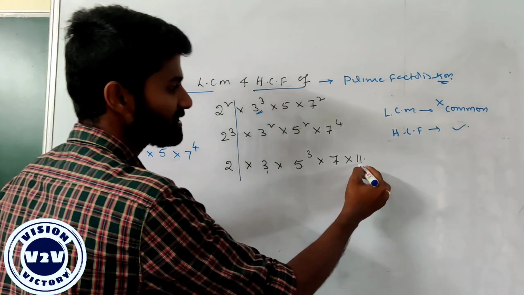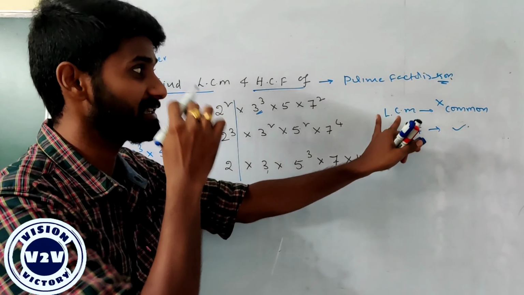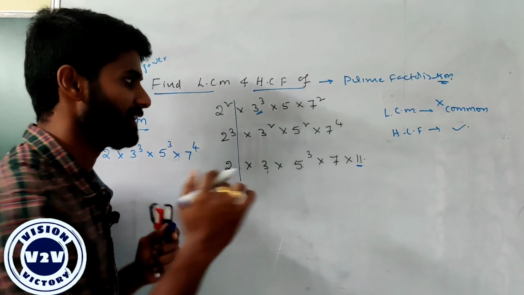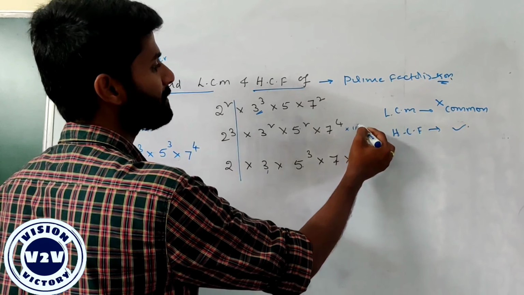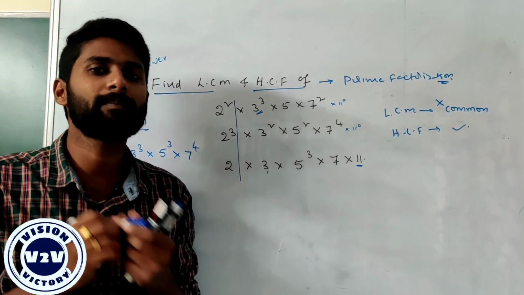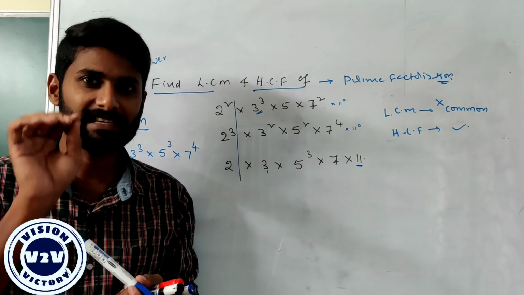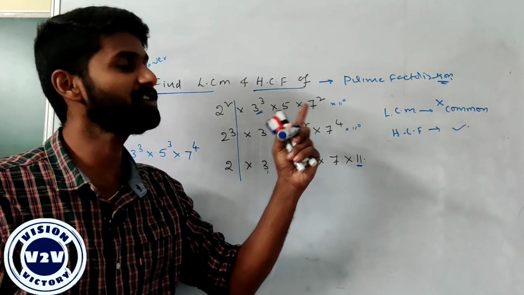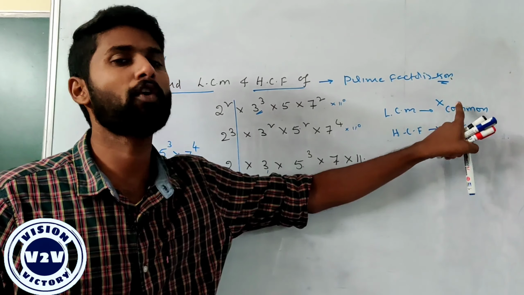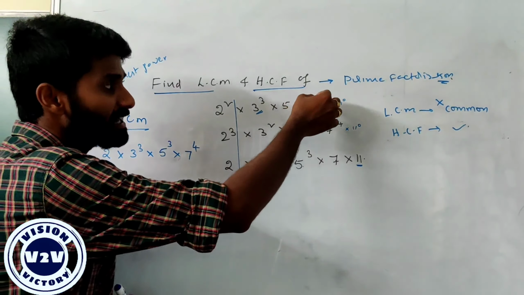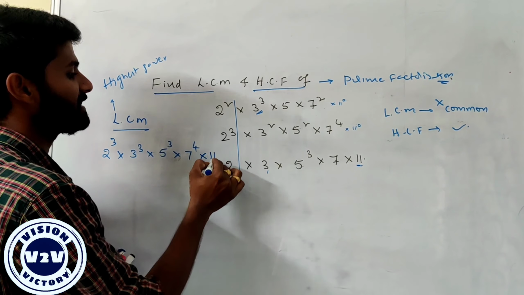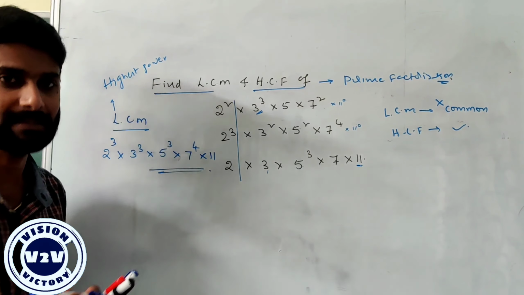Then we have a doubt, sir, 11 is not there. I clearly mentioned that if it is LCM, we do not require any common number. Why? Because we can replace it here by 11 power 0, and 11 power 0 value is 1. So in this resultant, the total value does not change. That's why if you want LCM, don't focus on the common number. Whatever the number, it can be decided as LCM. That's why 11 is also considered for LCM.